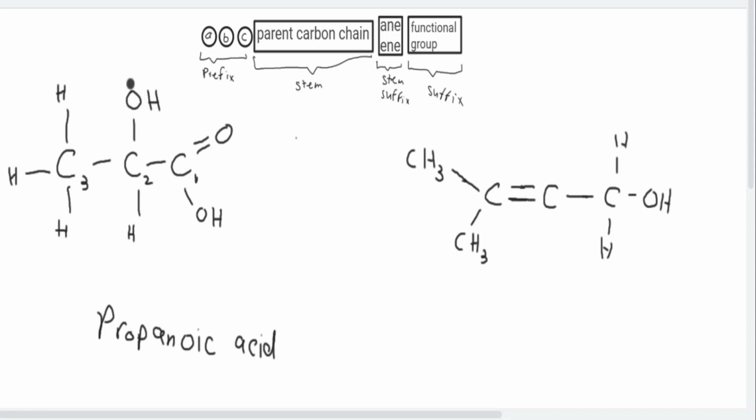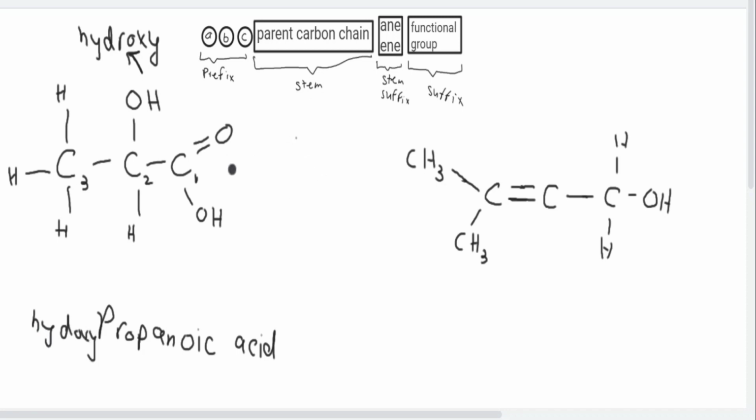Now, what do I do with this OH? I told you earlier that an OH group is a prefix, which is known as a hydroxy. Whenever I have a carboxylic acid and an OH group, I write the functional group or the suffix as the carboxylic acid, and the OH group is not written as alcohol, it's written as hydroxy. So this hydroxy comes first.